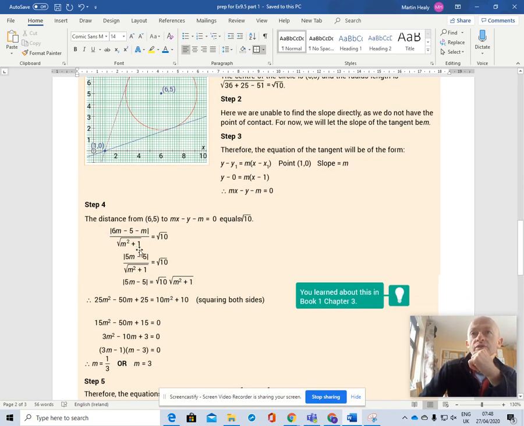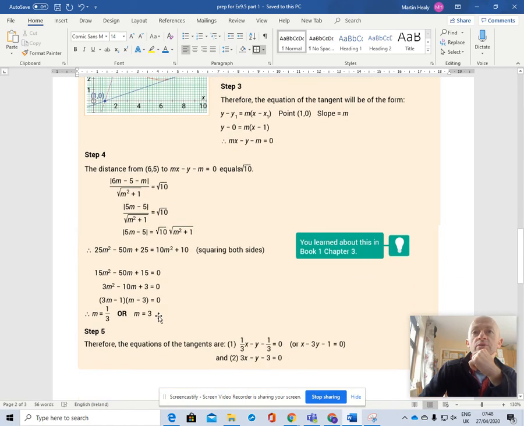And you fill in that perpendicular distance of a point to a line formula. Simplify as much as you can. Bring across the square root of m squared plus 1. Square both sides and you end up with a quadratic and you solve it and you get your two slopes. And then you have to go back in and sub those two slopes back into your equation of a line formula and you end up with your two equations of the tangents.